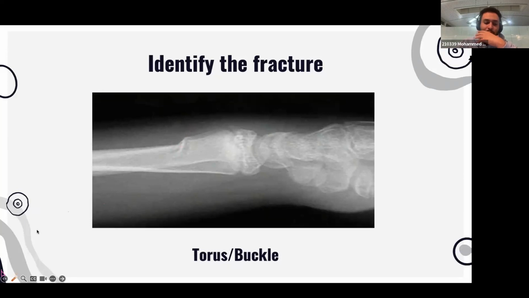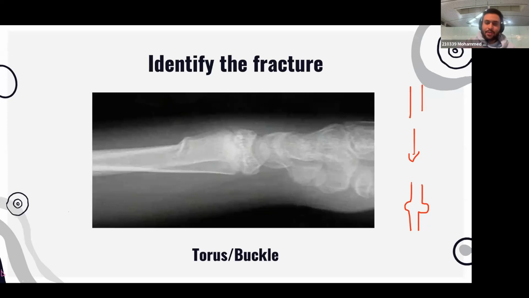Okay, if you guys want me to draw it, it's better. That's basically if I have this bone right here, if it fractured because it's falling this way, diagonally, vertically, it's going to do something like this. This is a torus or buckle fracture. So the bone won't actually break.